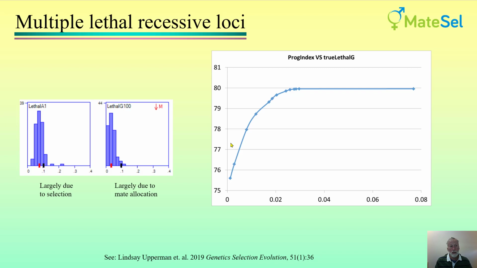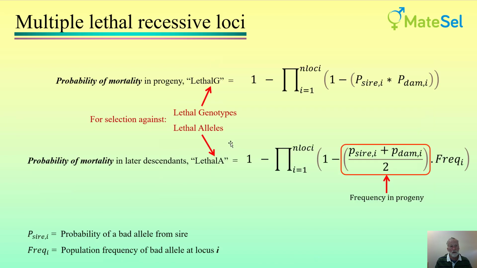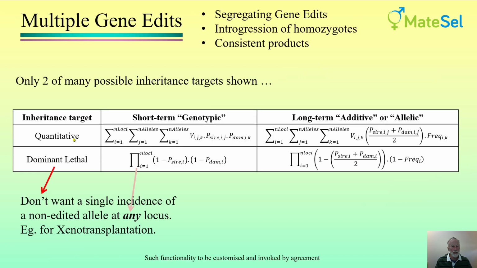Before going on to consider collections of gene edits, let's just consider what we have with multiple lethal recessive loci. We have machinery to handle these collectively, and at the heart of that machinery are these two constructs, one for probability of mortality in progeny, which is short term, and one for later descendants, which is long term. So we can handle gene edits using the same machinery, but swapping these constructs out for what is appropriate for the pattern of inheritance in these gene edits. And we can have more than one inheritance target. We will talk about 2. And for each of these, we have a short-term and a long-term component, just as for the multiple lethal recessives.